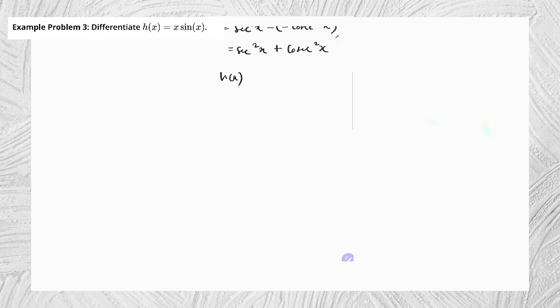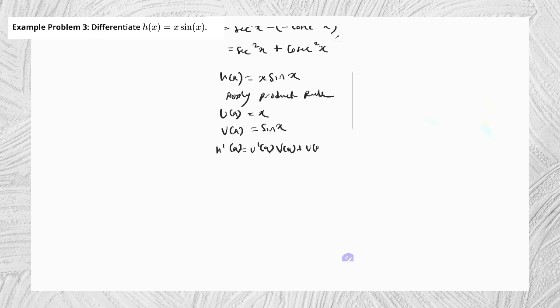So in this question, we're asked to find the differentiation of h of x equals x sine x. So this is a product of two functions, so we apply the product rule. So let u of x equals x and let v of x equals sine x. Now, differentiation of h of x will give you u of x differentiated times v of x plus u of x times v of x differentiated.